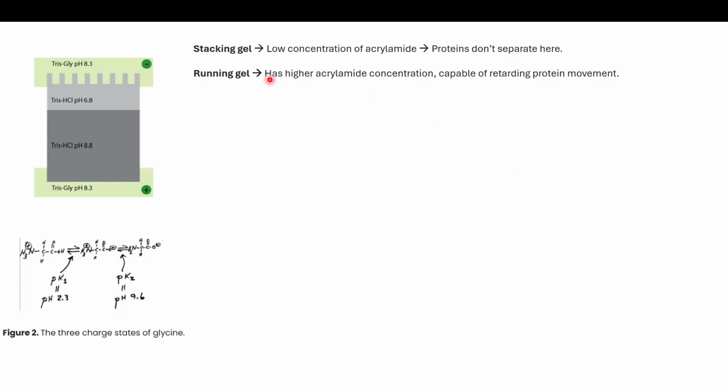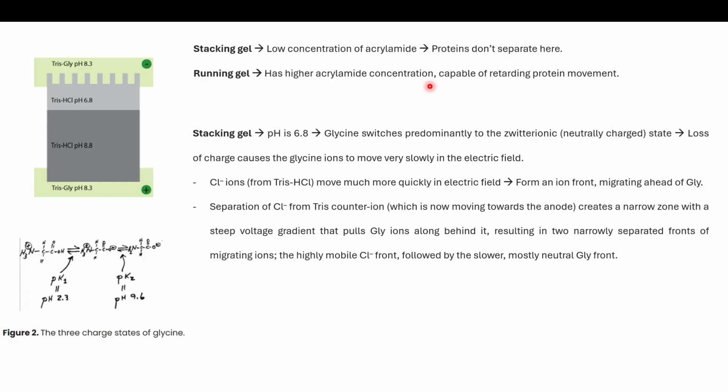So this is the stacking gel, which has a low concentration of acrylamide. Proteins do not separate here, and then the running gel has high acrylamide and is capable of retarding protein movement. The stacking gel has a pH of 8. Glycine, which we talked about, which comes from the running buffer, switches predominantly to the neutrally charged state at this pH, and hence there is a loss of charge causing the glycine ions to move very slowly in the electric field, and chloride ions from Tris-Cl move much more quickly in the electric field and form an ion front migrating ahead of glycine. The separation of chloride from the Tris counter ion creates a narrow zone with a steep voltage gradient.